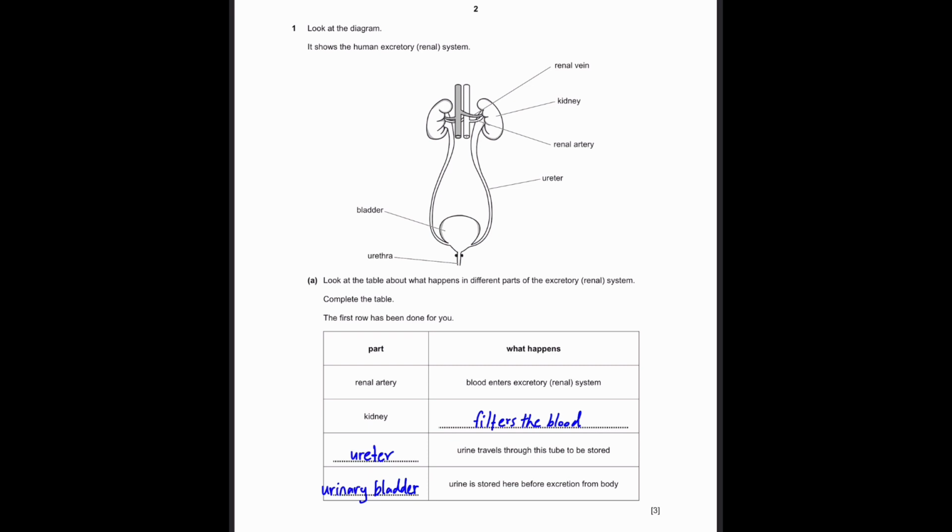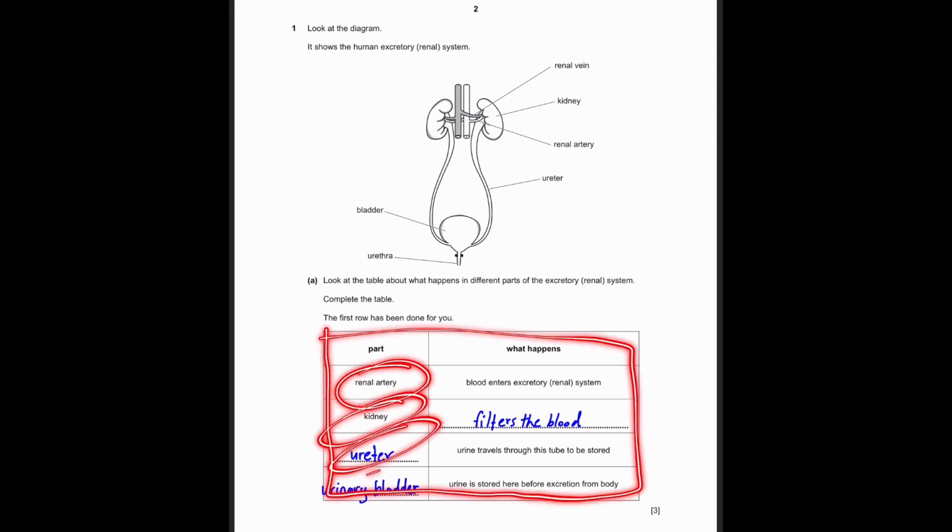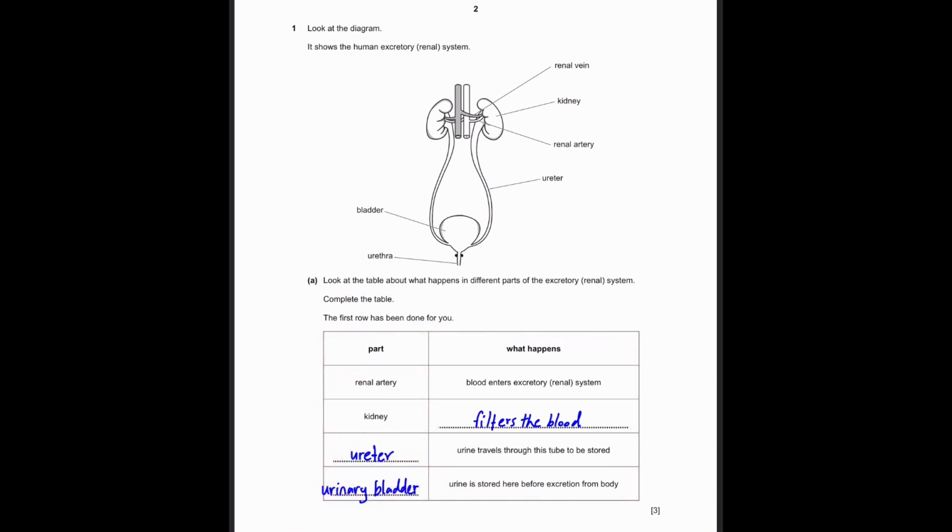A. Look at the table about what happens in different parts of the excretory or the renal system. Complete the table. The first row has been done for you. All the blue pen markings are what I have written and all the others are what's there in the question. I've already finished this and now I'm just showing you the answers. So this first row is an example.